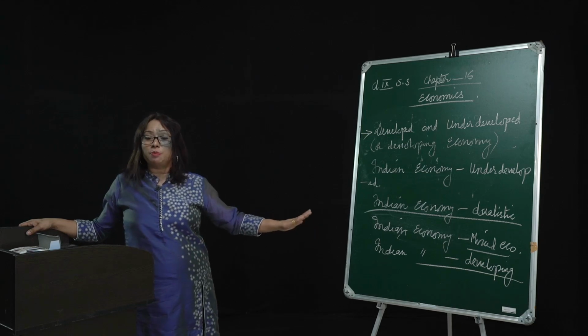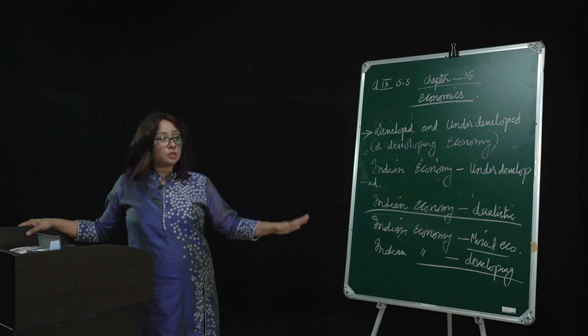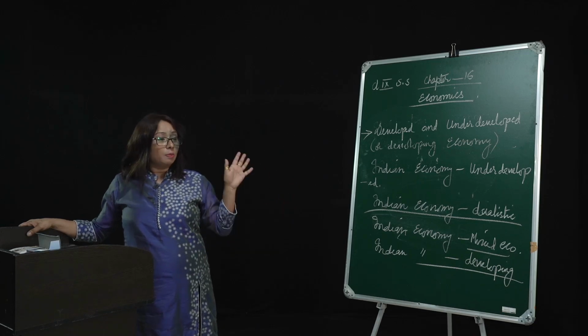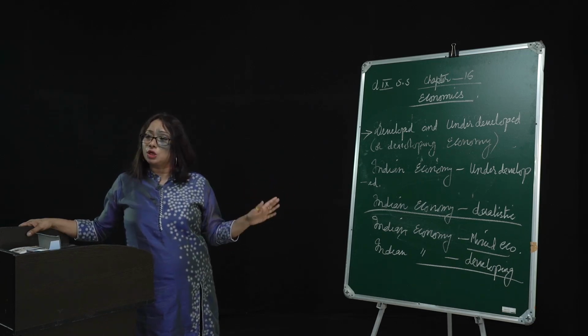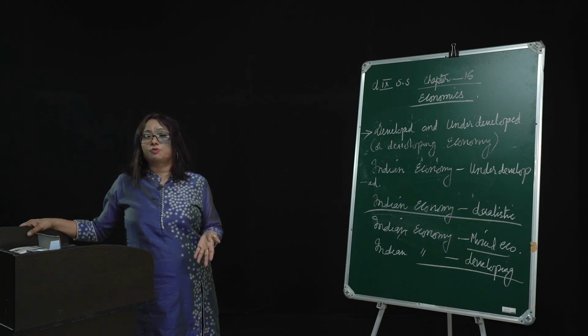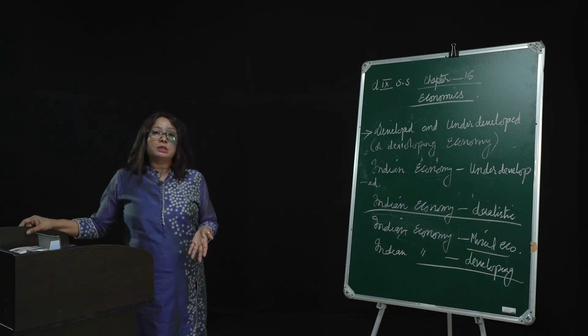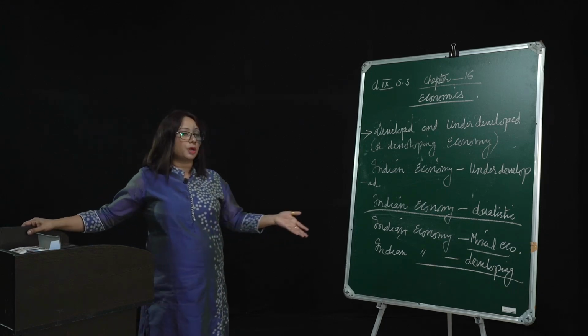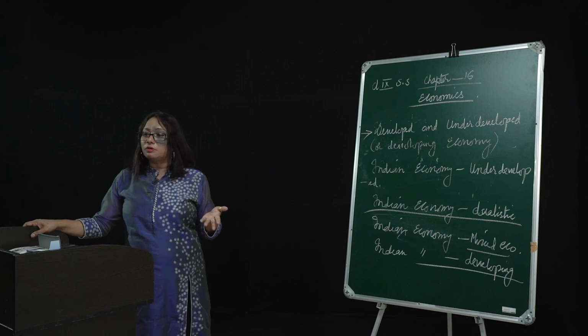Of course, there is still poverty, there is large scale unemployment, there is still a huge percentage of agriculture which still uses the old methods and techniques of production. Then the death rate and birth rate are still high. All these problems are there, which makes India an underdeveloped country.